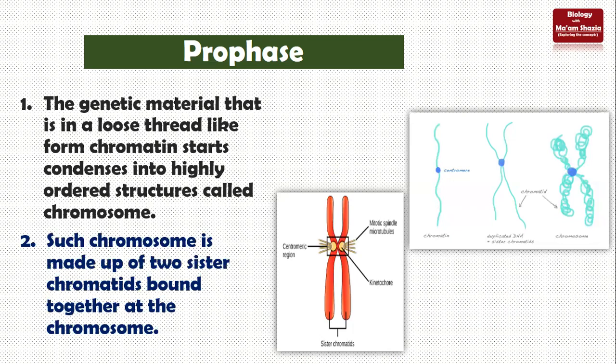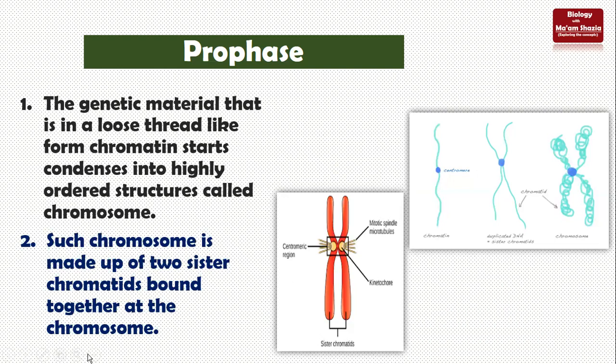Such a chromosome is made up of two sister chromatids bound together at the centromere. So, how would you identify a chromosome? It must have a centromere in the center, and it has attached a copy of the same chromatin, right? So, it must have two chromatids, because it has gone through a phase called S phase.